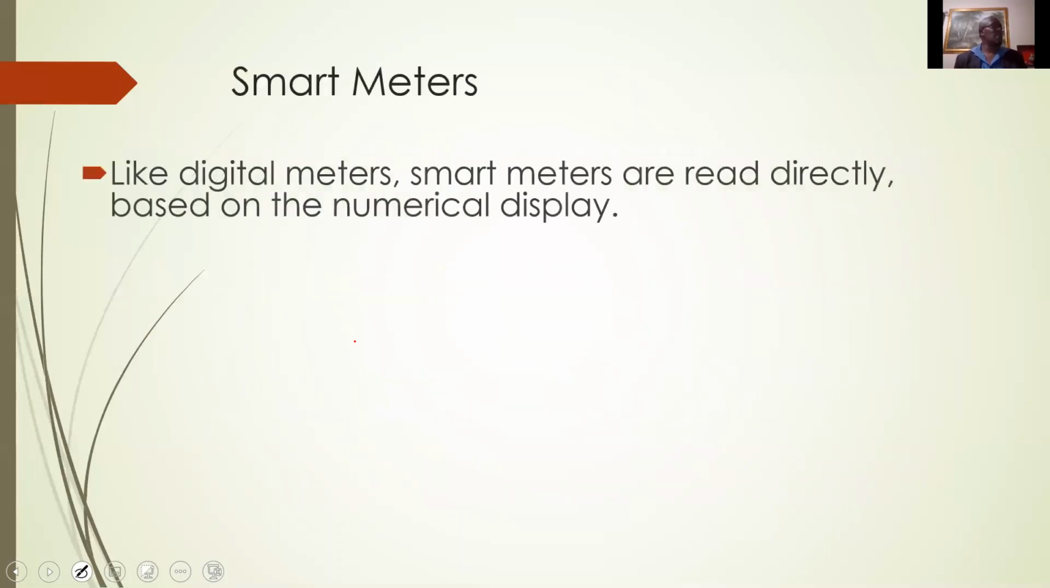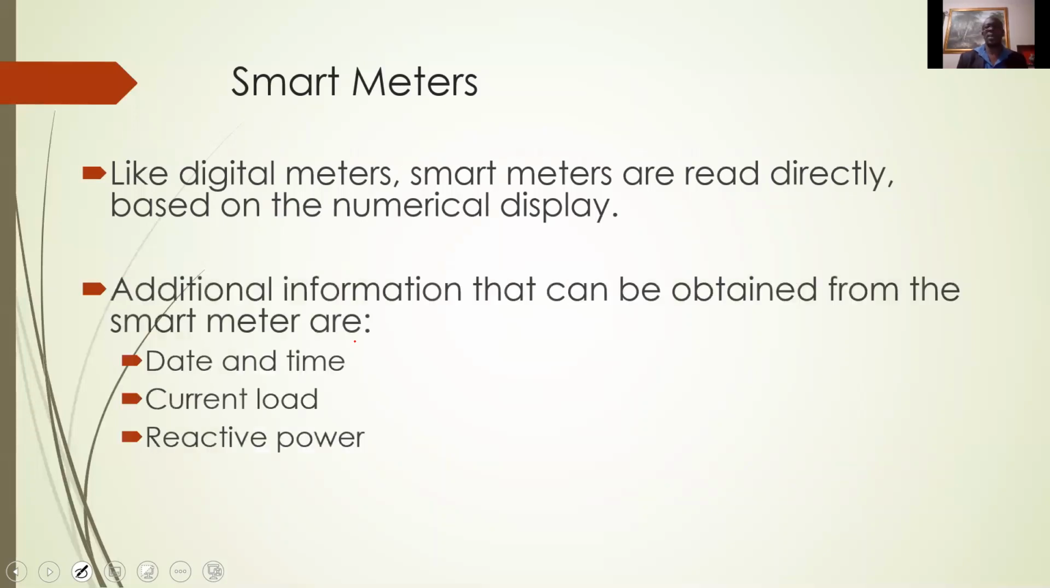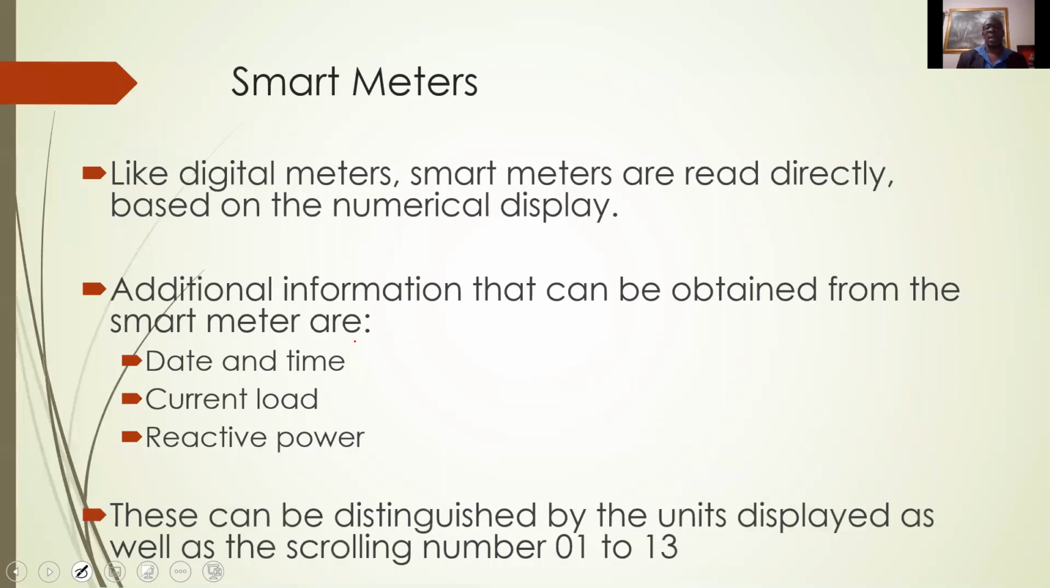For smart meters, similar to digital meters, they are read directly based on the numerical display. However, with smart meters, there's a lot more information that can be had. Information such as the date and time, the current load, and reactive power, something that we do not readily think about, but it can give us that reading. And each of these readings will be scrolled by the smart meter, starting from 1 all the way up to 13, giving you 13 different readings.